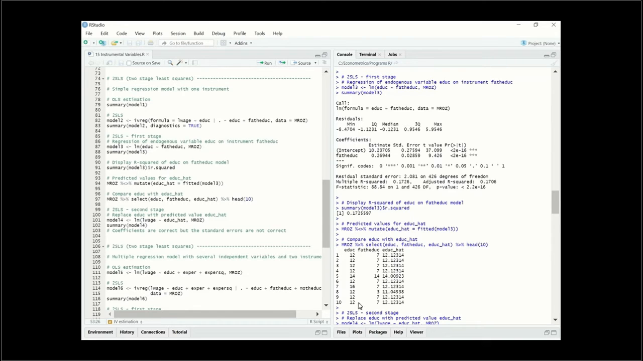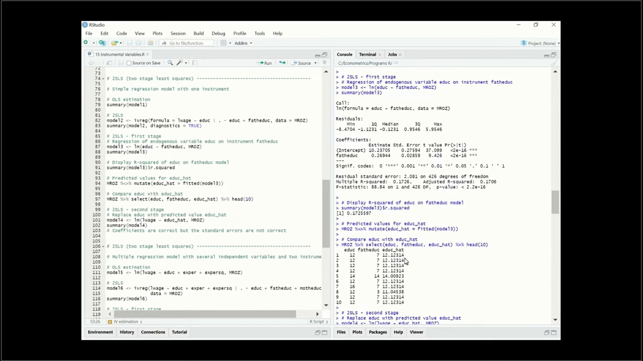So this is education, the endogenous variable, and this is the instrument, father's education. So when we regress education on father's education, we actually get this equation here. And so now we can predict the education hat using this regression. Notice that this education hat is only based on the father's education. So if the father's education is 7, these are the values. If it's 14, these are the values. If it's 3, these are the values.